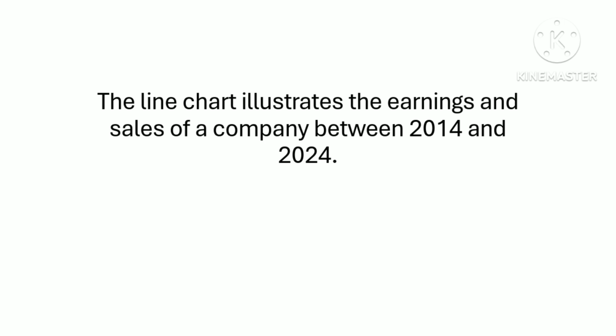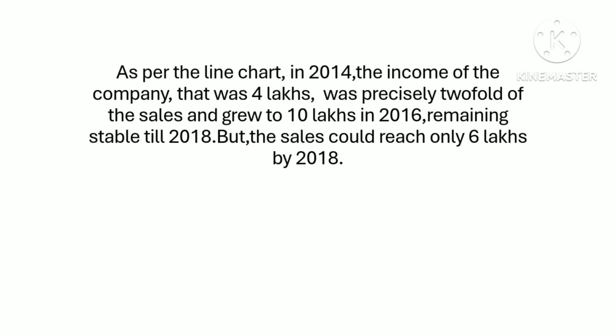After that, we have to write the report, but before that we have to do planning. First we decide the tense, here it is past, then data. It is of sales and earnings, which is given in lakhs. Then starts the main planning, the main features, main comparisons. Now this is a year-wise chart, so we will start with 2014. The first main point is that in 2014, the income of the company was 4 lakhs and it was double of the sales. After that it increased till 2016, then remained stable. But in case of sales, there was an increase, but they could not increase much. So this is what I have written.